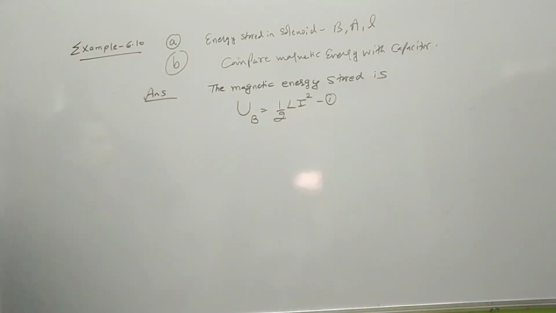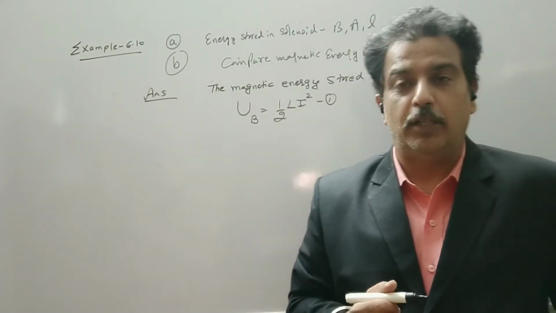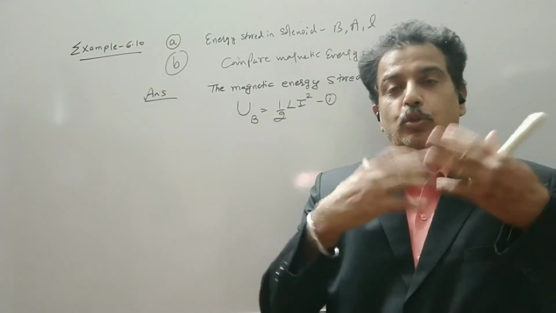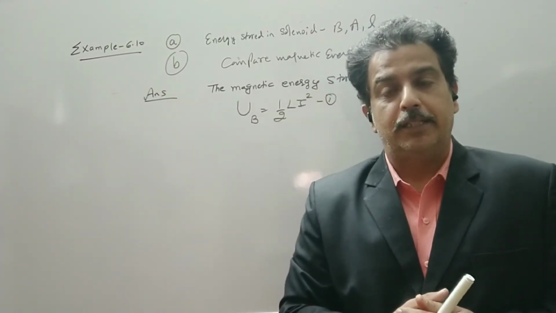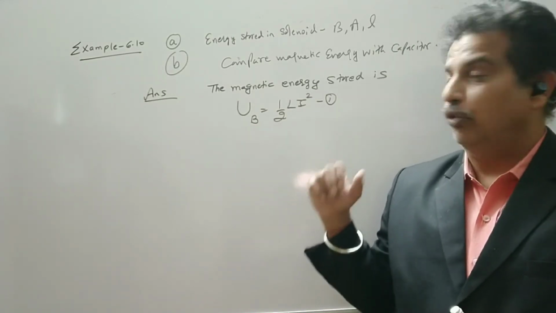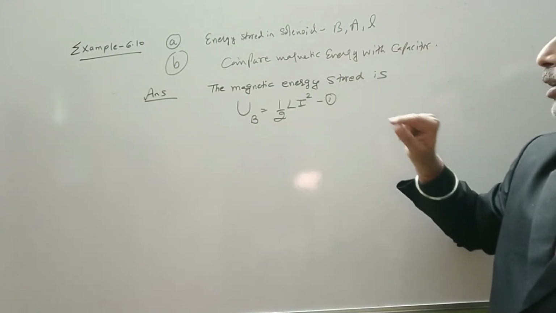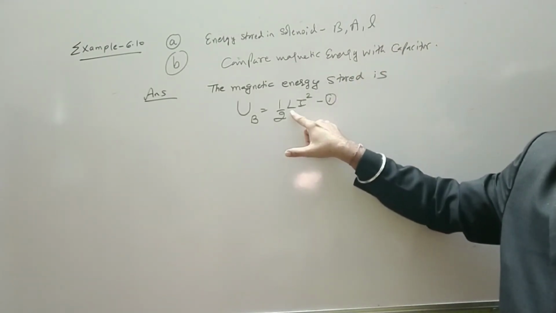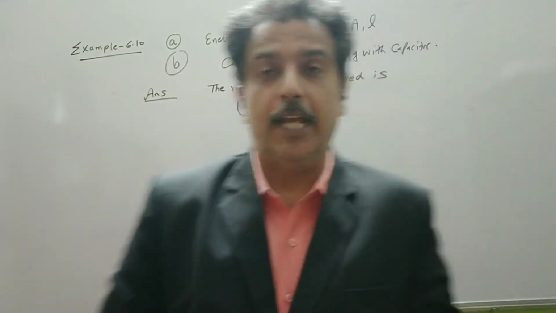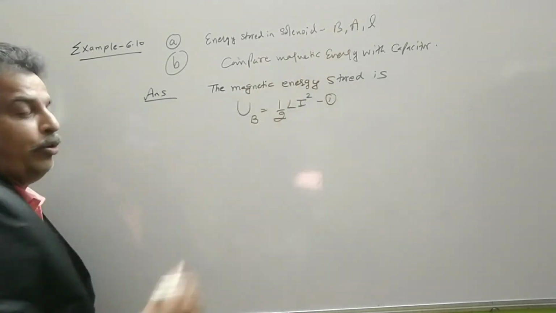This is a general formula where L is the self-inductance of a solenoid. We have studied the method to find the self-inductance and the mutual inductance, that is the total flux linkage divided by the current, and we have found the formula for L also. Now we need to find the energy stored in terms of B, A, and L. So you have to simply substitute the self-inductance of the solenoid, which we derived in the last lecture, and we have to write I in the form of B.